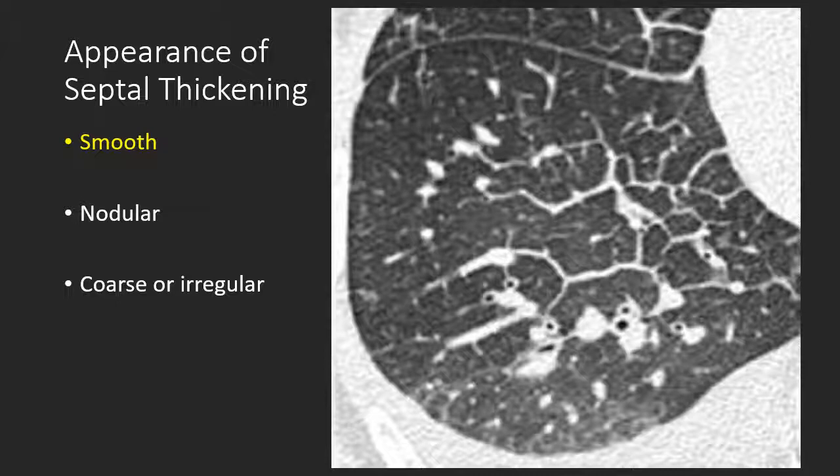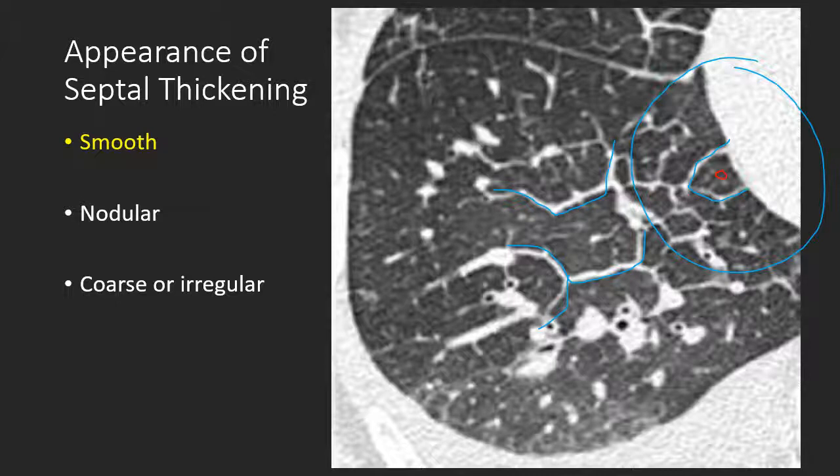Here again is another example of smooth interlobular septal thickening. We see these lines within the lung now running in between the bronchovascular anatomy. And we can also see out here thickening of a secondary pulmonary lobule, given this polygonal-shaped structure on the periphery of the lung with a small artery in the center of it.